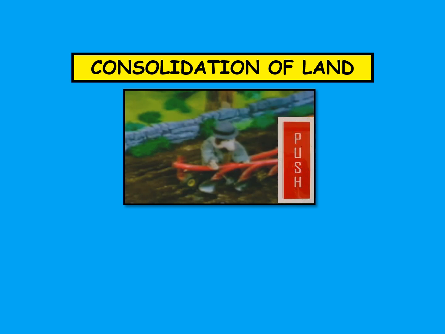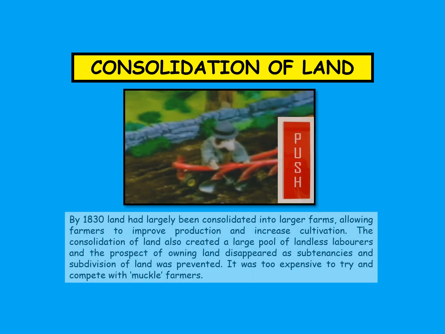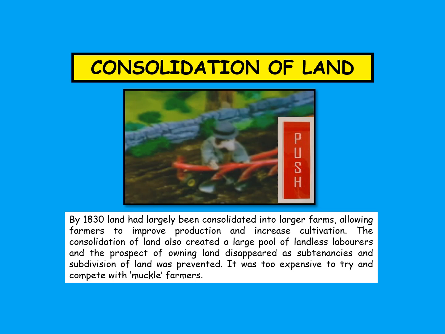Consolidation of land is a push factor. So by the 1830s, the land really had been largely consolidated into larger farms, which was supposed to allow farmers to improve the production and increase cultivation, so they could basically make more crops and make more things, which is going to be a really important thing because obviously the population is increasing in the towns and the cities, and they need more food and more materials and things like that as well.